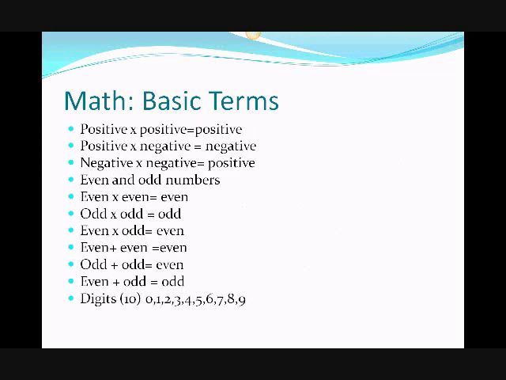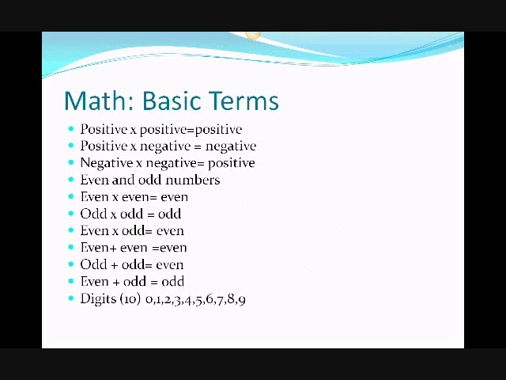A positive times a positive equals positive. A positive times a negative equals a negative. A negative times a negative equals positive. If we think about problems involving even and odd numbers, an even times an even equals even, odd times odd equals odd, even times odd equals even. An even number plus an even number equals an even number, odd plus odd equals even, even plus odd equals odd. And it might seem like this is random information, but you never know. Something might stick, and that might cause you to get one more question correct.